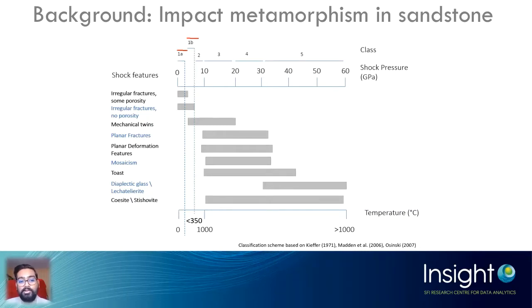Class 1 shocked sandstone experiences shock pressure of up to 5 gigapascals and temperatures of up to 350 degrees Celsius. In class 1A, irregular fractures and loss of porosity are observed. In class 1B, we find irregular fractures, and we also find that pores are completely collapsed.